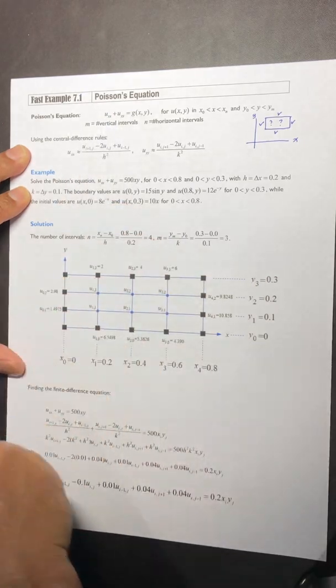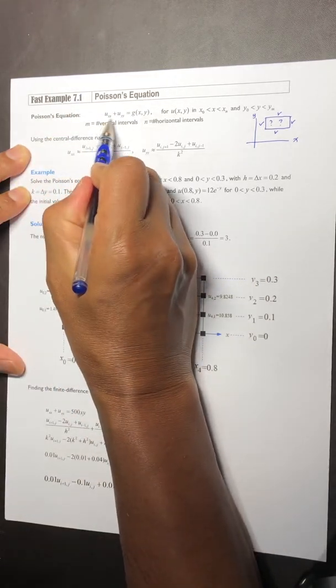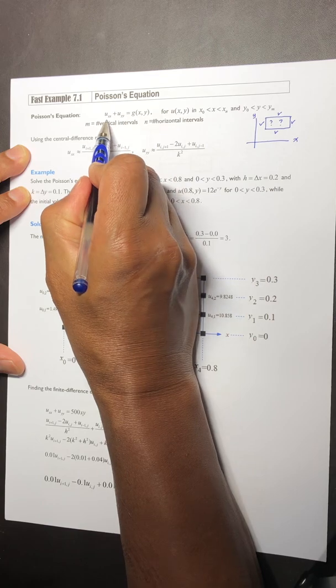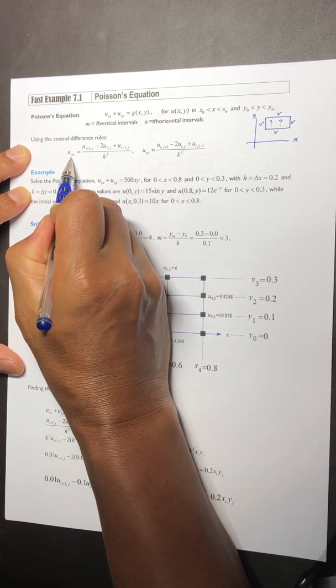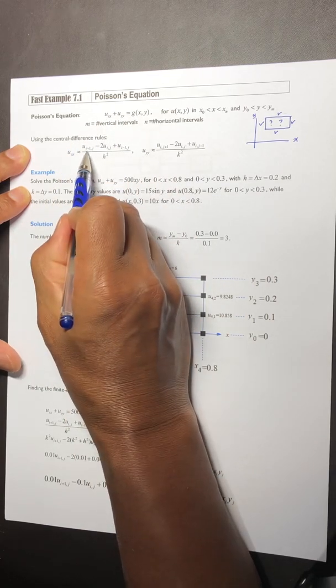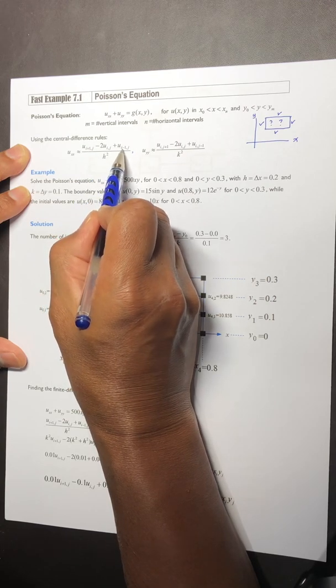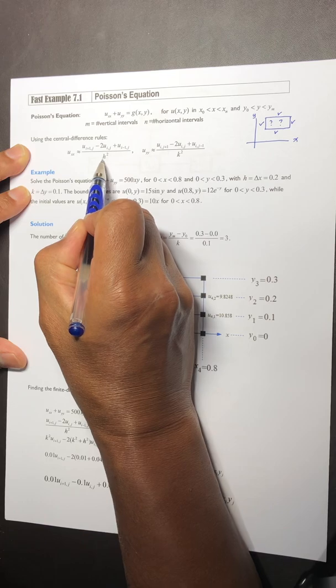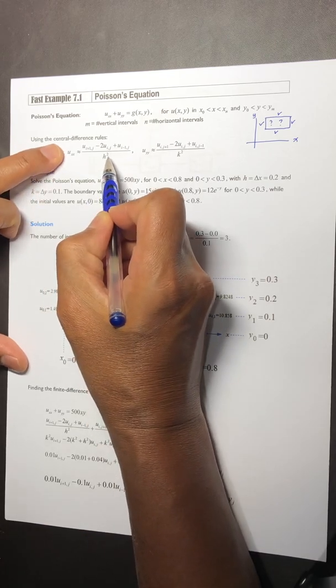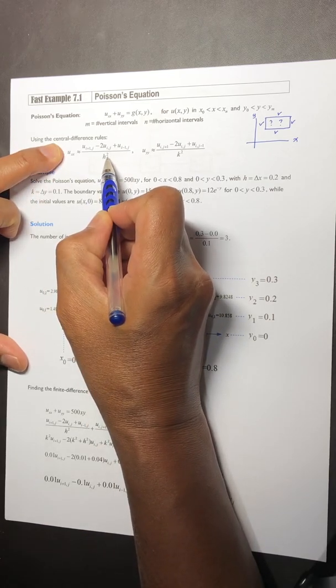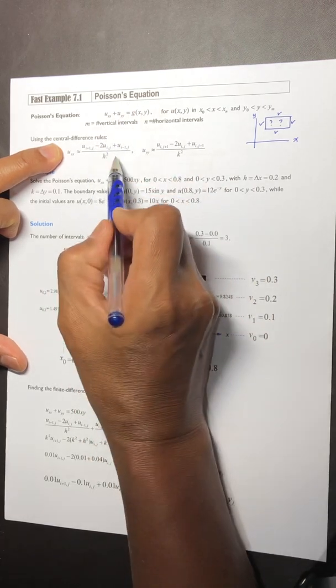We are going to eliminate these derivatives, uxx and uyy. So what are they? Uxx is written like this: u(i+1,j) minus 2u(i,j) plus u(i-1,j), divided by h squared. This is actually the second derivative formula from central difference rules that we discussed in the last video.